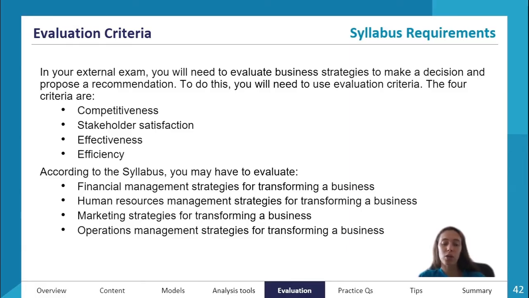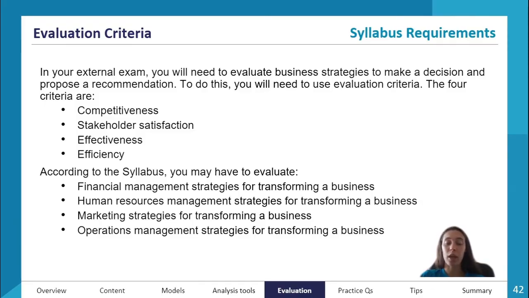Okay, now we're on to our evaluation criteria. In your external exam, you'll need to evaluate business strategies to make a decision and propose a recommendation. To do this, you have to use your evaluation criteria. The four of these are competitiveness, stakeholder satisfaction, effectiveness, and efficiency.